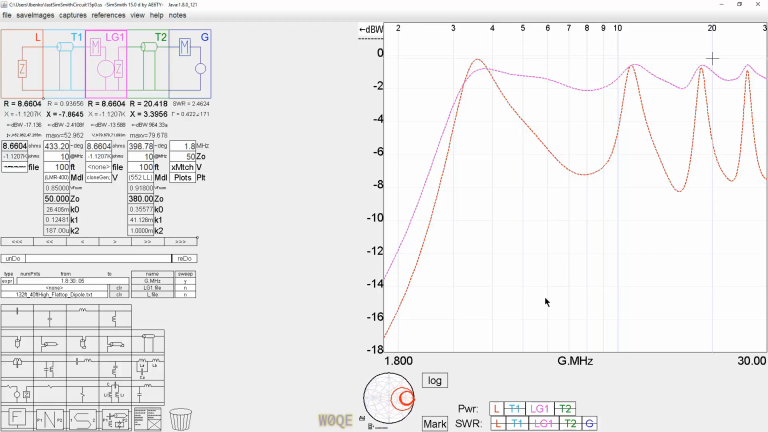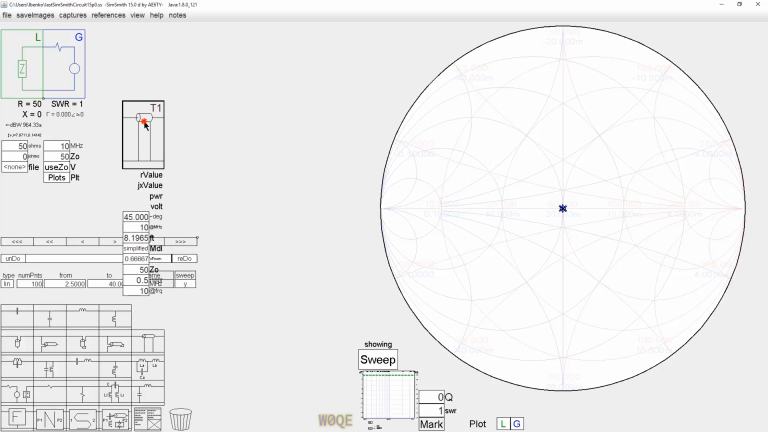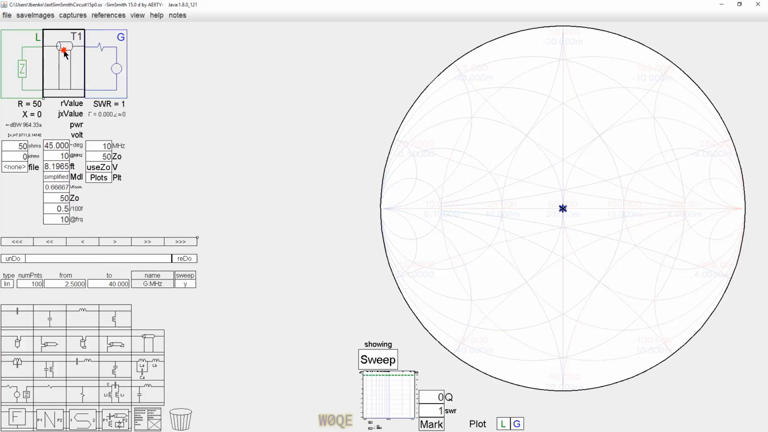In the last video, I showed how you could measure the loss in a piece of coax with just an antenna analyzer. If we want to know a little bit more about a piece of transmission line that we get, let's suppose that somebody gives you some coax and you have no idea what it is. What can we do? What can SimSmith do to help us figure out what the surge impedance or characteristic impedance of the transmission line is, and whether it's of any use to us?